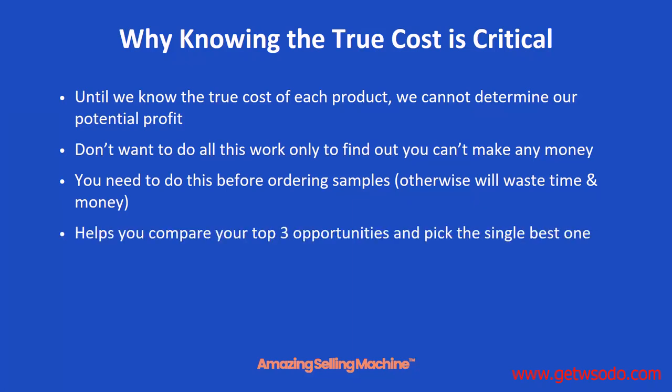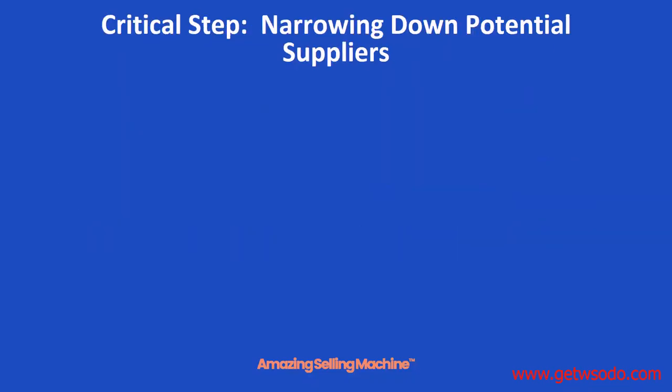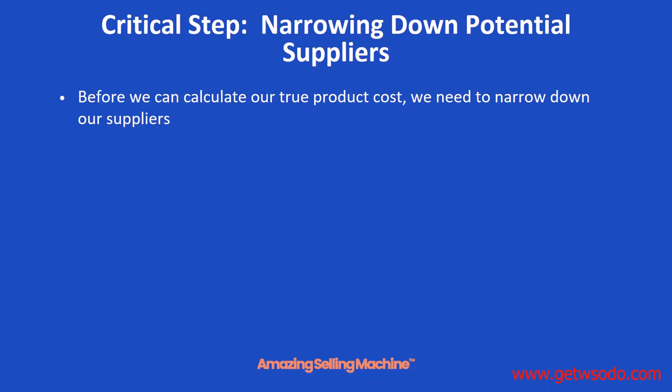Also, knowing the true cost and knowing the potential profit will help us compare our top three opportunities and then pick the single best one. Now our next step, and this is a very critical step, is to narrow down our potential suppliers. So before we can calculate our cost and our potential profit, we have to narrow suppliers down to three.